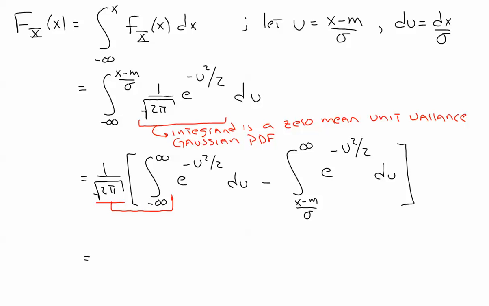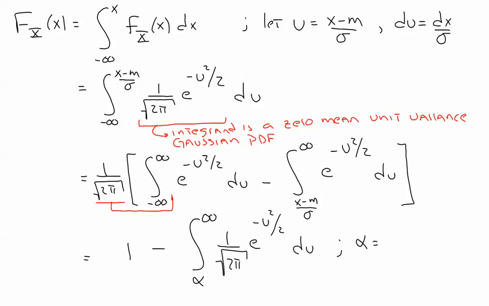So this turns out to be 1 minus, I'm going to write it this way, the integral from alpha to infinity of 1 over square root of 2 pi e to the minus u squared over 2 du, where alpha equals x minus m over sigma.